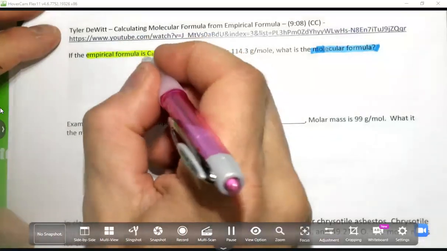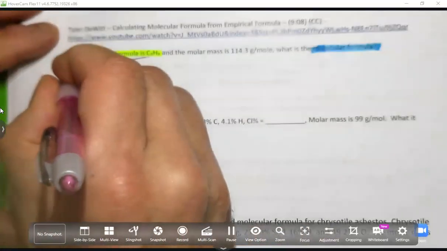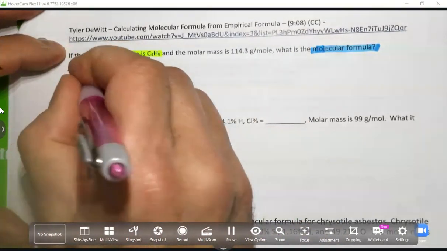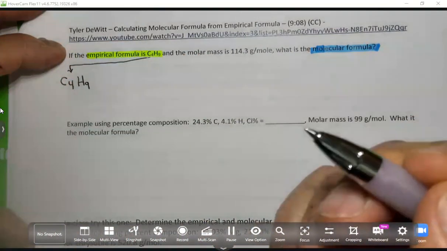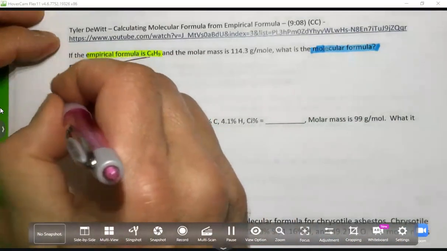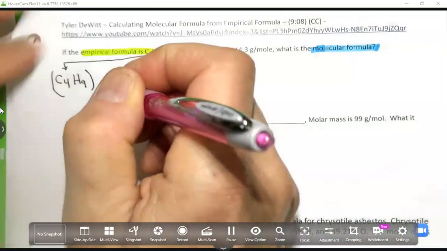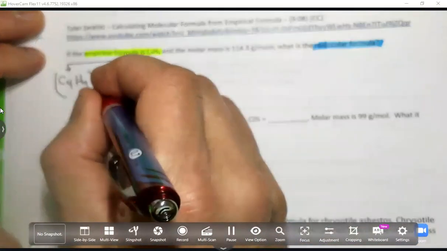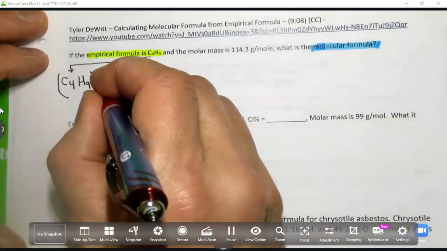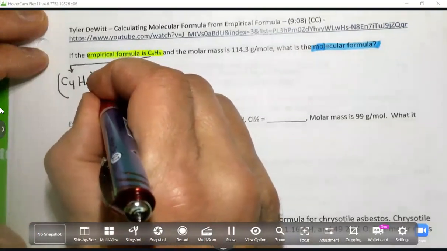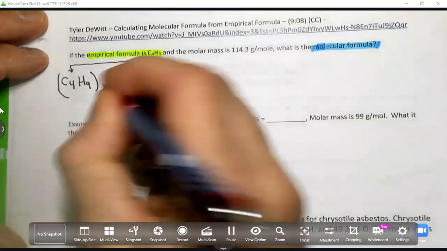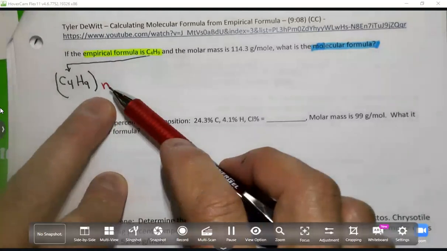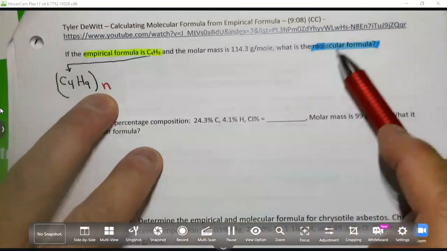So we know that we have C4H9. We know your book, I believe, has an n for this, I'm pretty sure. We have to calculate what this multiplier is to get the true molecular formula.